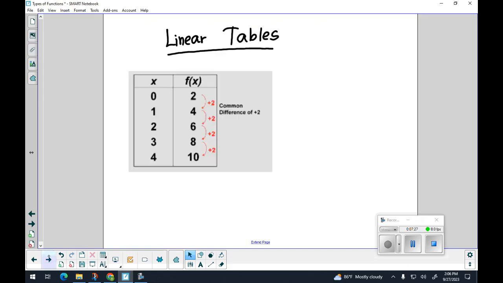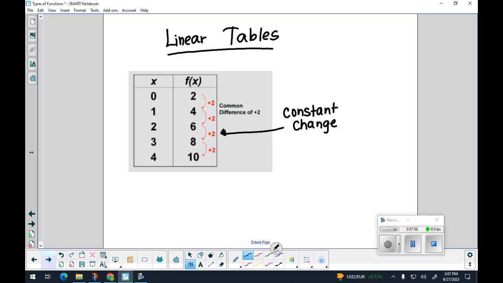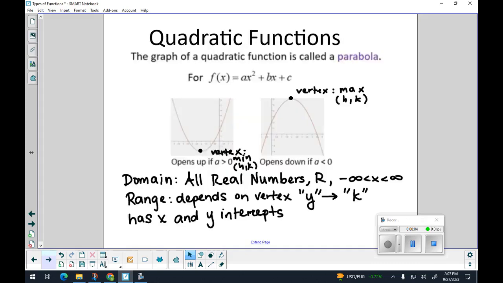All right, so a linear table. So let's talk about different tables. How we know it is a linear table is that we're getting the same rate of change. That's another word for slope, okay? So the change in y is the same as well as the change in x. It's a constant change, okay? And so as you can see, it is constantly changing by 2 each time for the y values, constantly changing by 1 for the x values. So that lets me know this is a linear table, okay? Because the change is constant, okay? So that's how you know it's a linear table.